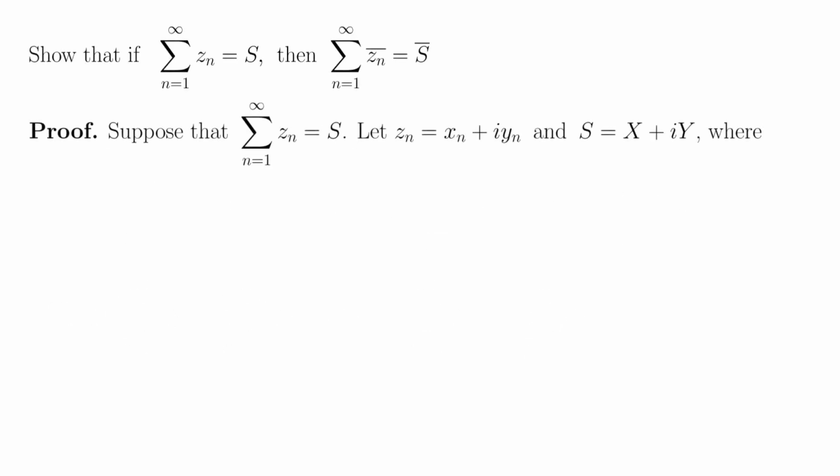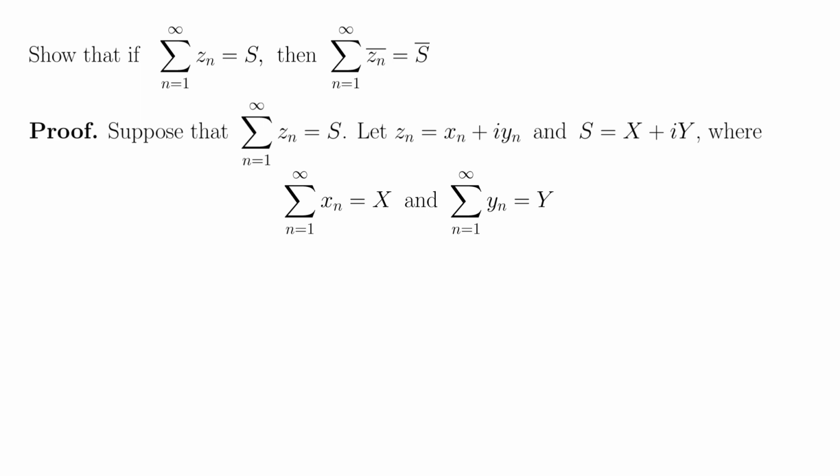In a similar fashion, suppose that an infinite series of complex numbers z converges to a sum s. Let z sub n be equal to x sub n plus i y sub n, and s be equal to x plus i y, where the infinite series of x sub n is equal to x and the infinite series of y sub n is equal to y.